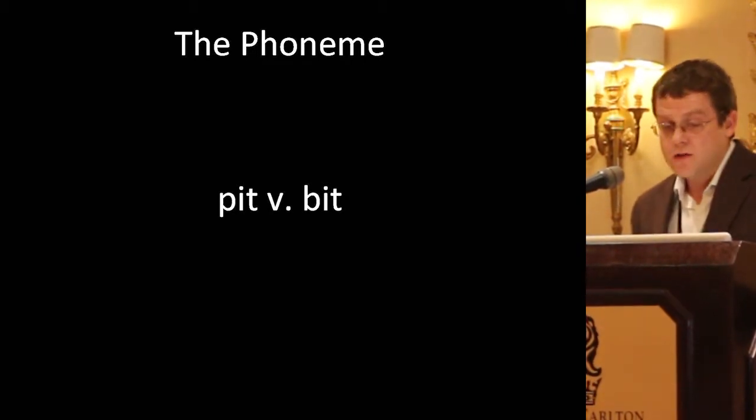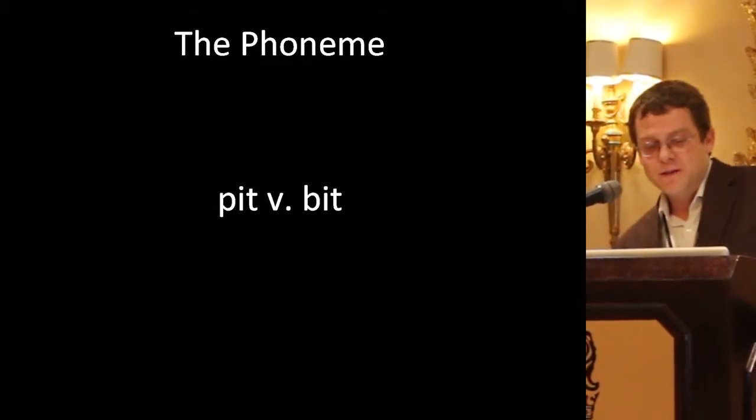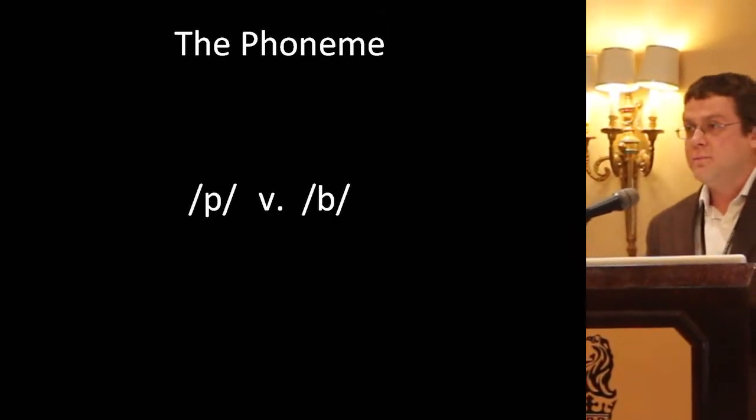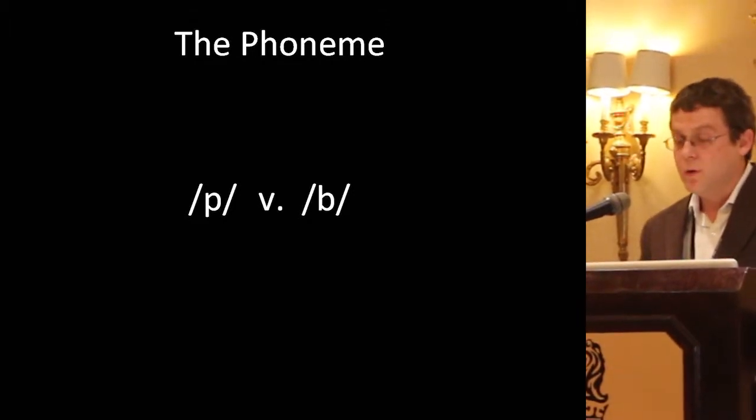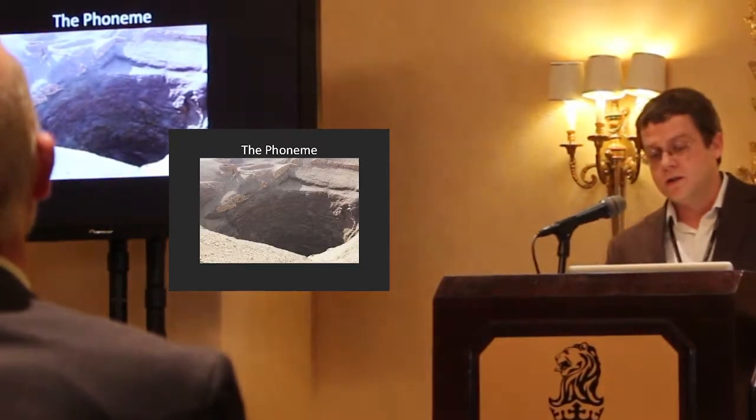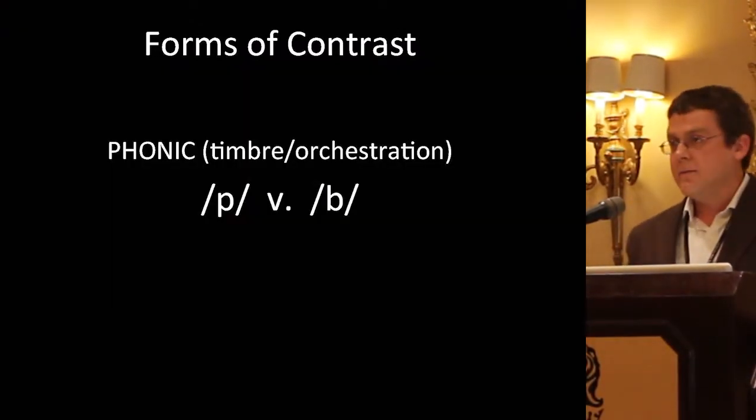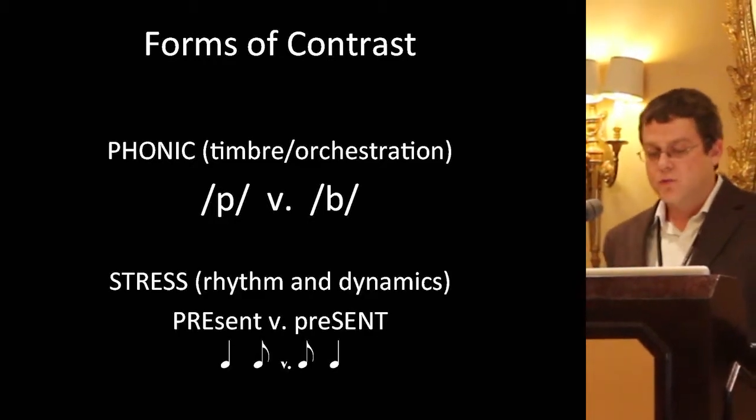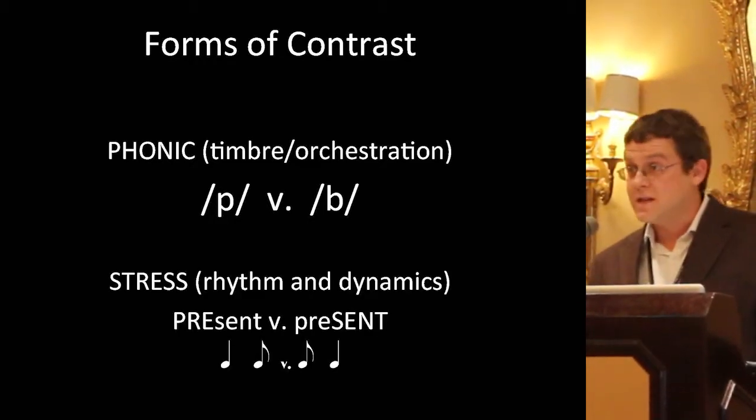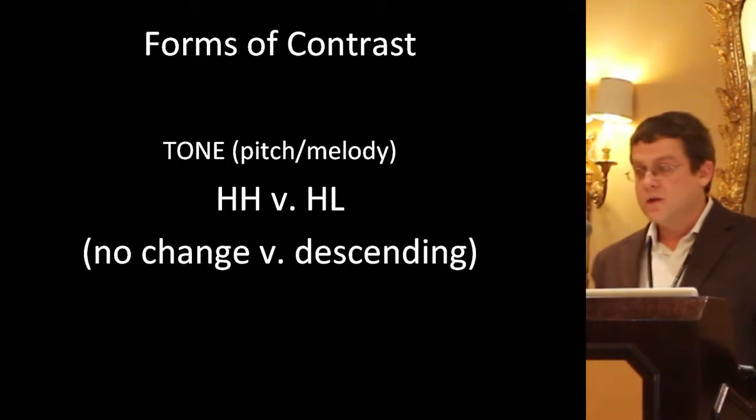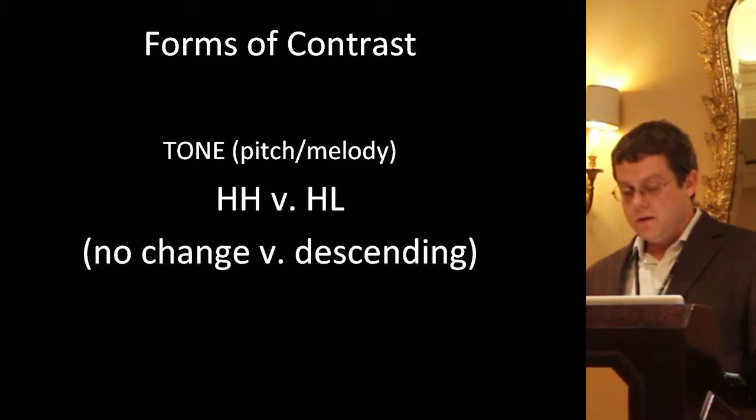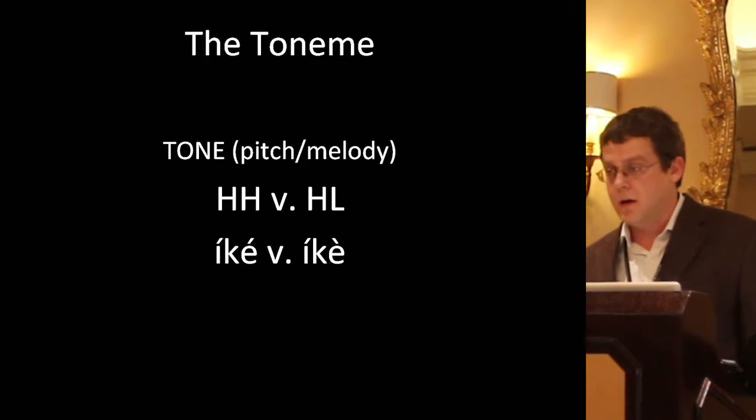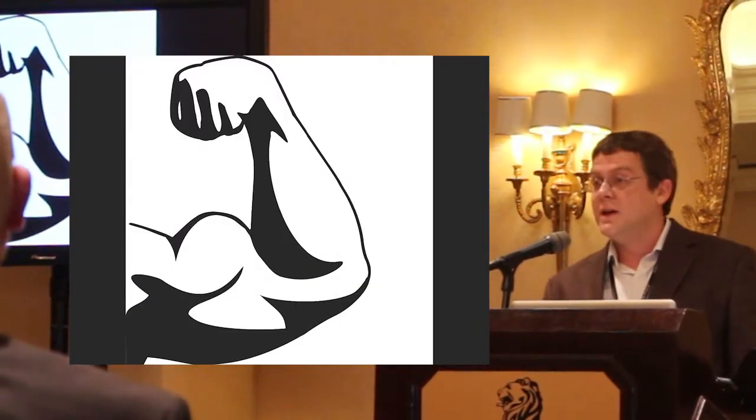There are various units of contrast. We're most familiar in English with the phoneme, and an example is pit versus bit, wherein we have an alternation of P, a voiceless consonant, with B, a voiced consonant, which changes our mental representation from pit to bit. These have their analogs in music. Phonemes are much like timbre and orchestration, and then we have stress, which is like rhythm and dynamics, such as present versus present. And then we also have tone, which is like pitch or melody. An example of this is from the Igbo language, ike versus ike, which changes the mental representation from strength to buttocks.